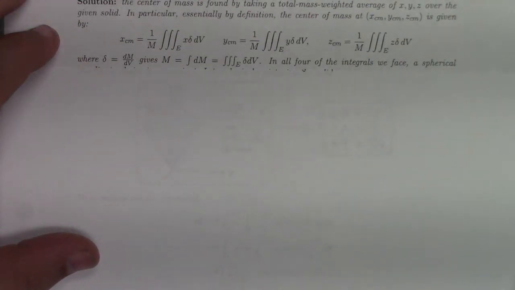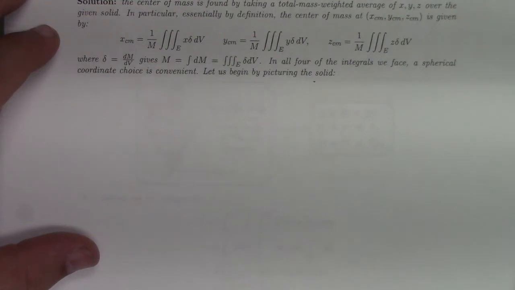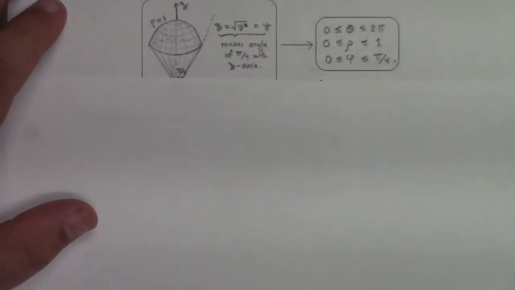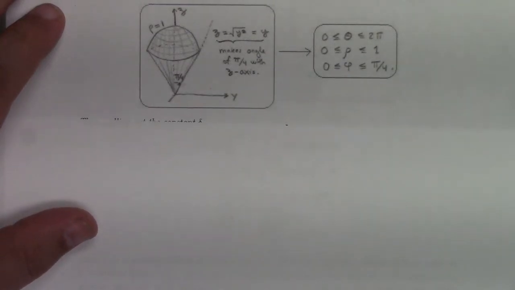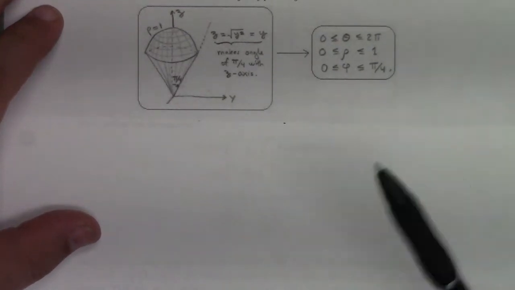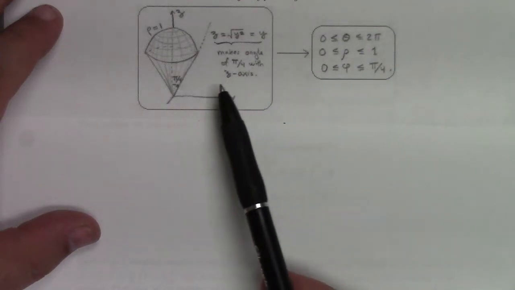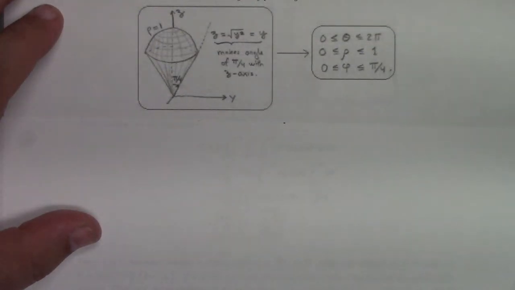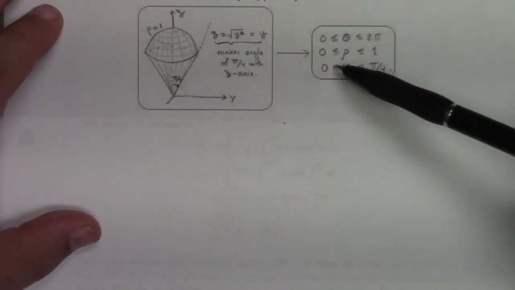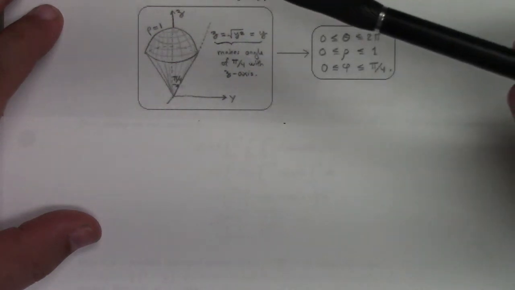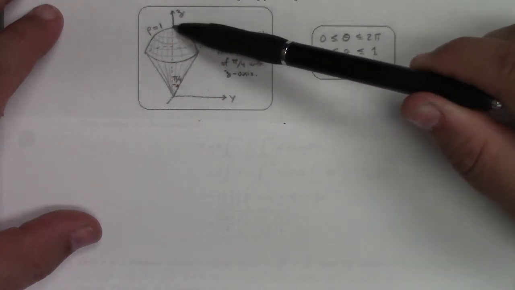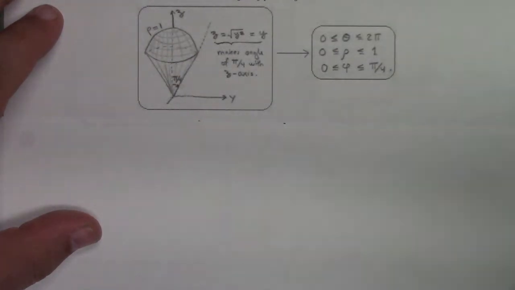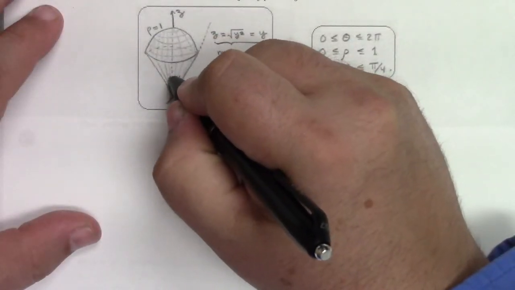So in all 4 of these integrals, spherical coordinate choice is convenient. Here's the picture of the solid. So basically theta goes all the way around. Rho goes from 0 up to 1. And phi goes from 0 at the top. Phi 0 is up here, and down here that's phi equals pi over 4. That's a pi over 4 in there. You may or may not be able to read it.